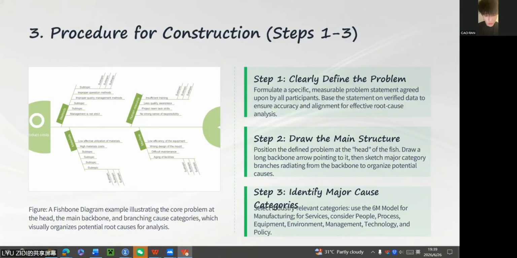Okay, now let's look at how to build a fishbone diagram. So the first step is to clearly define the problem. Next, draw the fishbone structure with the problem as the head. Then choose the cause categories, such as the 6M categories used in manufacturing, or other suitable categories depending on the situation.